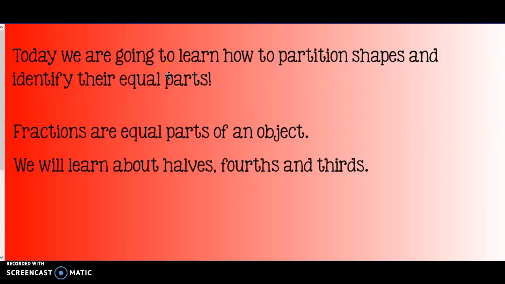Hello, boys and girls. Today we are going to learn how to partition shapes and to identify their equal parts. These are also known as fractions, and fractions are equal parts of an object. So we are going to learn about halves, fourths, and thirds when it comes to our fractions.